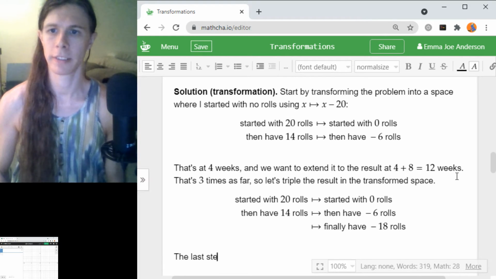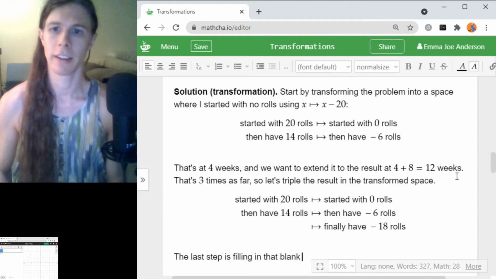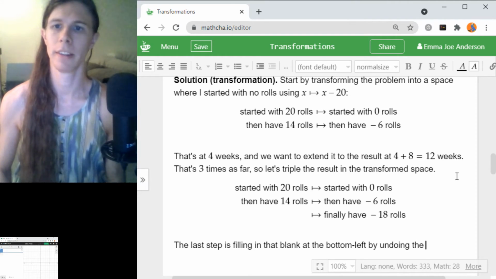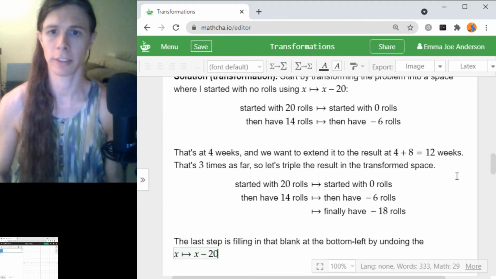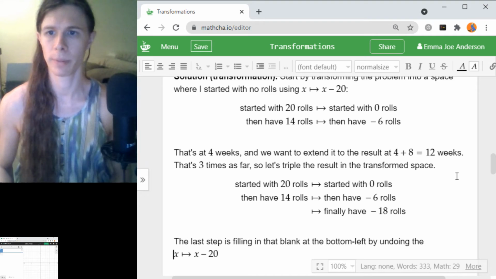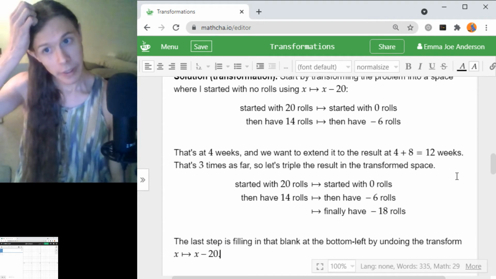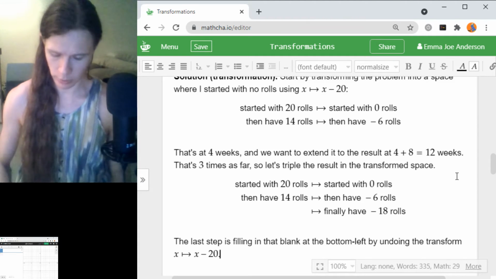The last step is filling in that blank at the bottom left by undoing the x to x minus 20 transform. So to undo a subtraction of 20, we add 20.